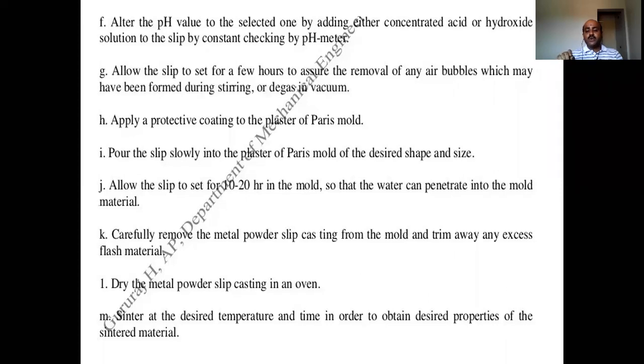Apply a protective coating to the plaster of Paris mold. Pour the slip slowly into the plaster of Paris mold of the desired shape and size. Here the mold is made out of plaster of Paris. Before you pour the slip into the POP mold, you have to coat the POP mold for protection from many issues. Then after the protective coating, you pour the slip slowly. The POP mold will have the desired shape and size of the final form.